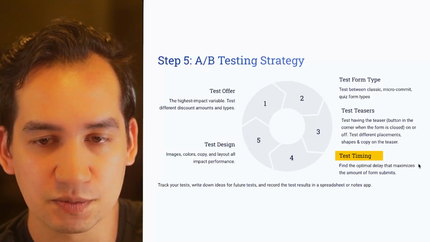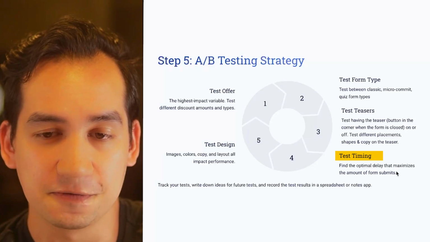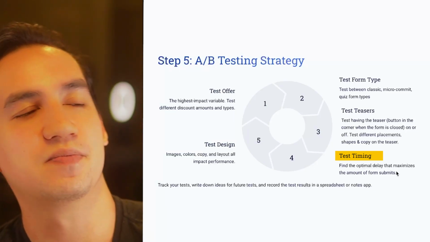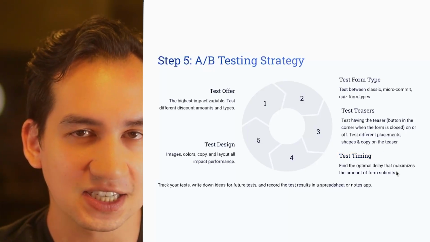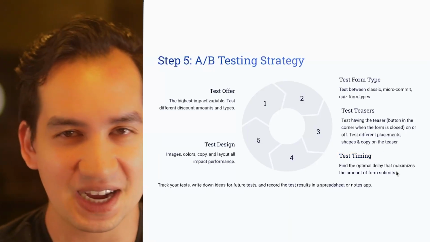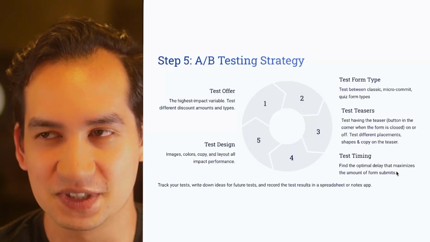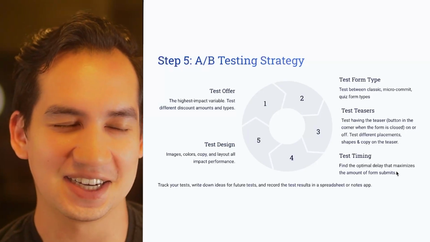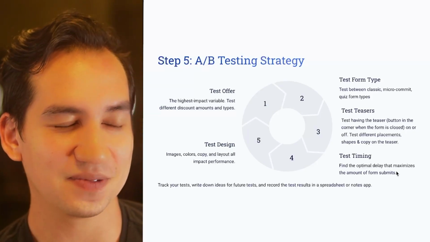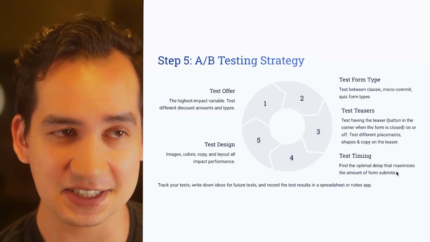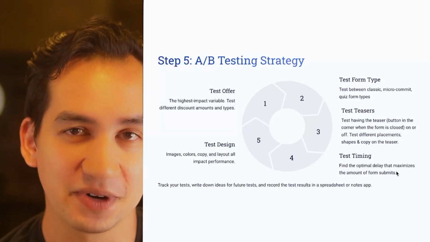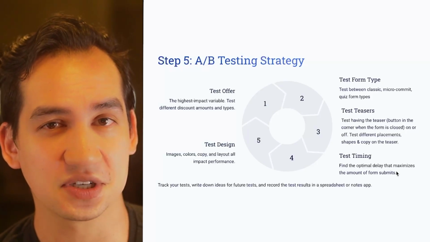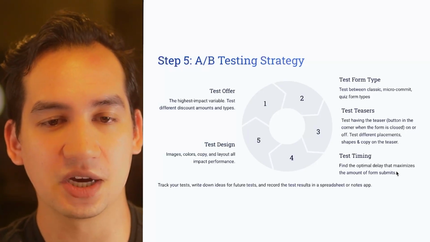All right, find the optimal time delay that maximizes the amount of form submits, not necessarily the form submit rate, because, all right, if you have a 100-second time delay, that would get a pretty high form submit rate just because the people who've stayed on your website for 100 seconds are pretty high intent. Versus in the sweet spot, which is, let's say, 10 seconds, you're going to have probably a lower submit rate than 100 seconds, but you're going to have a higher number of absolute form submissions. So that's what you want to be optimizing for.